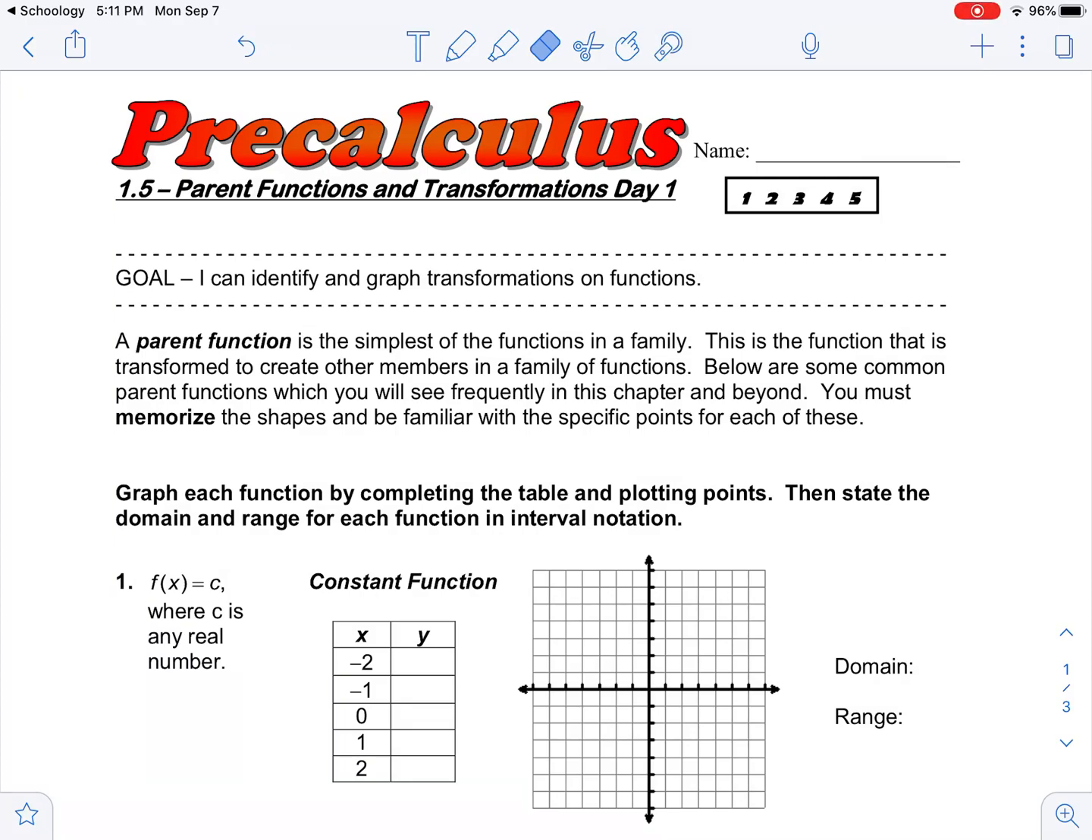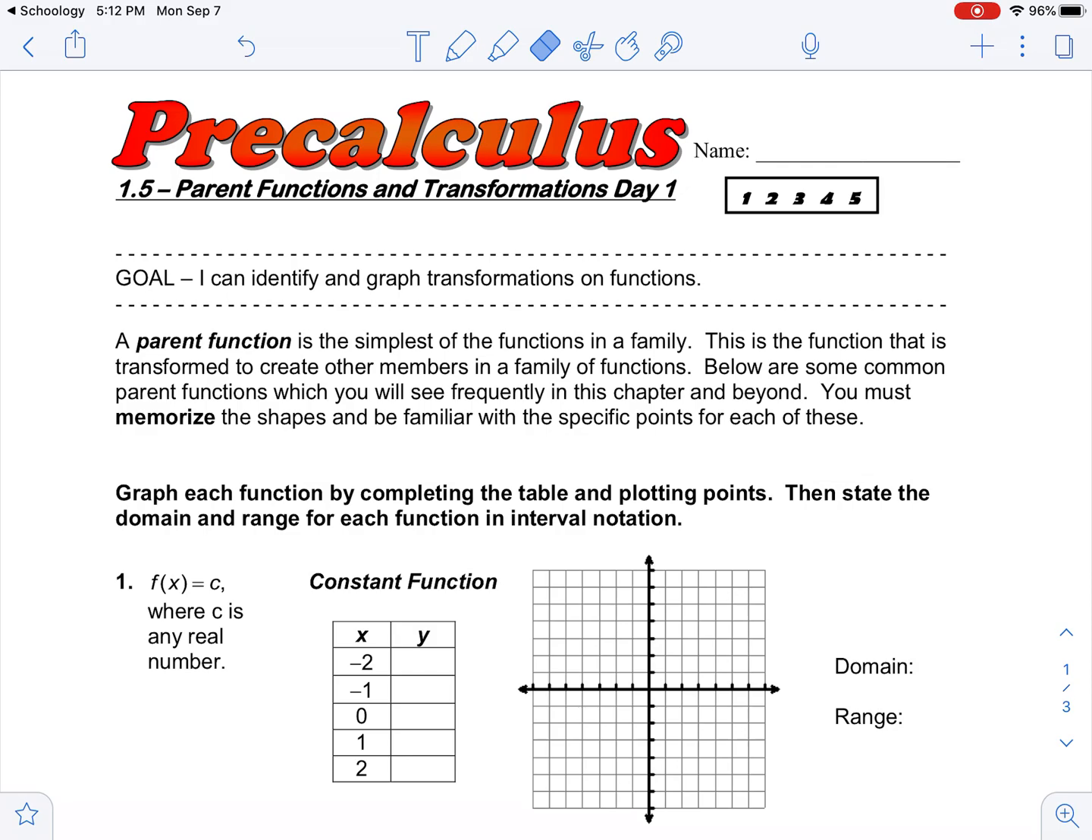All right, so let's get started. Today is 1.5, Parent Functions and Transformations, and this is day 1. A parent function is the simplest of the functions in a family. This is the function that is transformed to create other members in the family of functions.